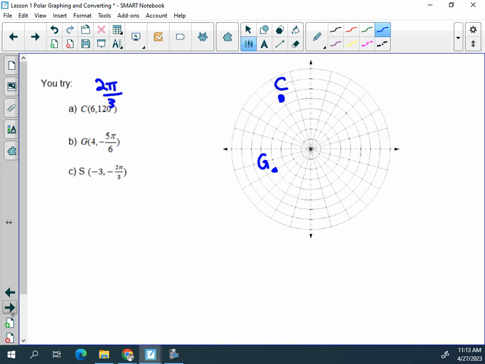And then S, we've got (-3, -2 pi over 3). So we're going to go to negative 2 pi over 3 first, which would be right here. But then we have a negative r, so we know it's going to reflect across. And again, we're going to go out 3. So 1, 2, 3. That's going to put us right here. So there's S.